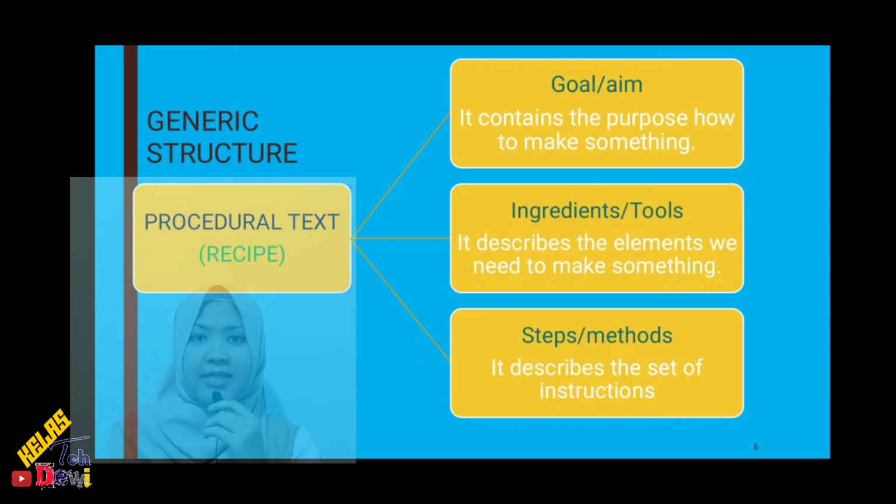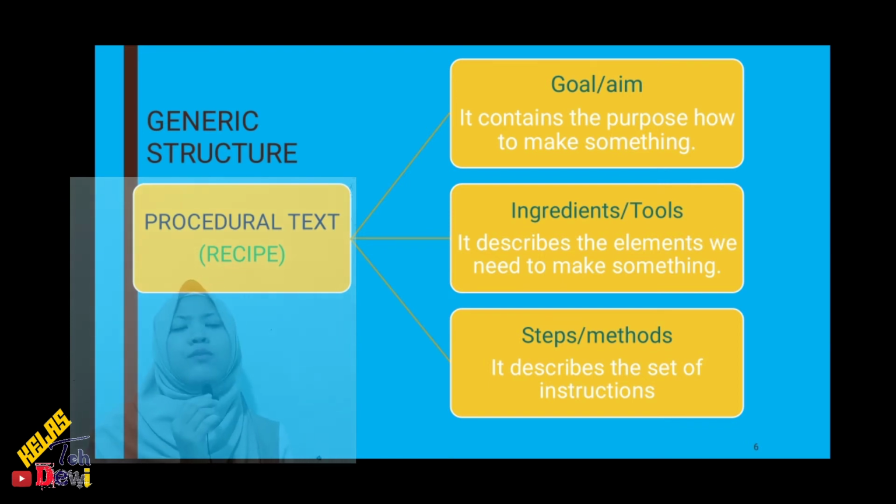And the structure of the text, or usually called the generic structure of recipe, consists of three structures. The first one is goal. Goal is the purpose of the text. And the second one is ingredients. Ingredients describe the elements we need to make something. And the last one is steps or methods. It describes the set of instructions to reach the goal.